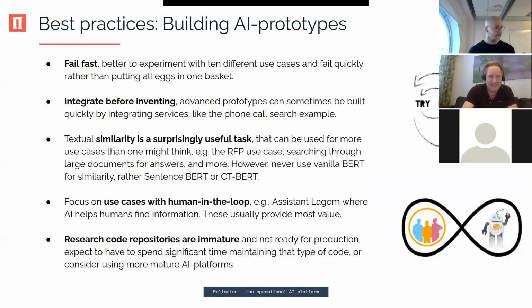Here are some examples of best practices, not a complete or exhaustive list. One traditional and very common tip is to fail fast. What that means is it's better to try out 10 different use cases and fail quickly if something doesn't seem to work out, and then find the one of the 10 that actually does work. That is usually the best way to do that.